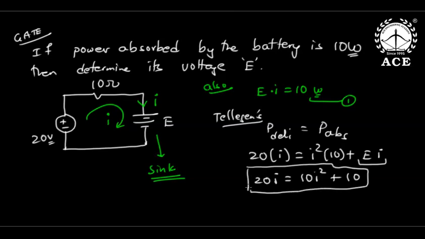Now you can observe that I equal to 1 ampere will satisfy the equation. So automatically E into 1 ampere is 10, so E is 10 volts. 10 volts is the answer. Very simple, but Tellegen's theorem is indirectly coming.